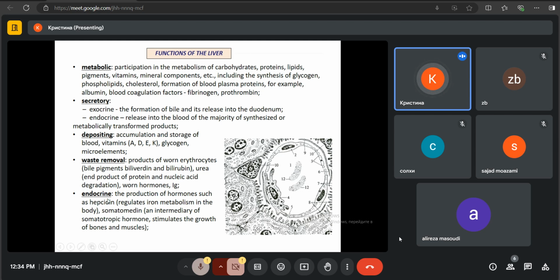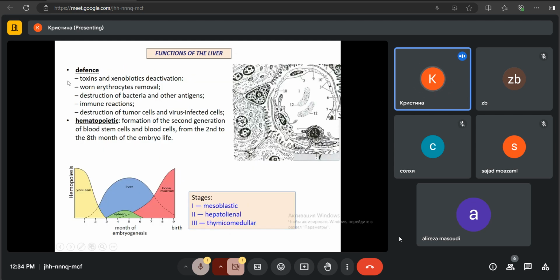Also, endocrine function, the production of hormones such as hepcidin, somatomedin, etc. It's again about the hepatocytes. Function of defense, the activation and detoxification of toxins and xenobiotics. Xenobiotics means some organic molecules that come from outside, that are not characteristic for our organism. This happens in hepatocytes, in particular in smooth endoplasmic reticulum.